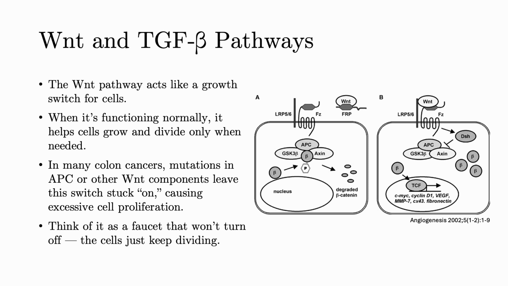As we wrap up, it's helpful to highlight two major signaling pathways often involved in colon cancer: WNT and TGF beta. The WNT pathway acts like a growth switch for cells, normally ensuring that cells divide only when needed. In many colon cancers, mutations in APC or other WNT components leave this switch stuck on, causing excessive uncontrolled cell proliferation. Think of it as a faucet that won't turn off.